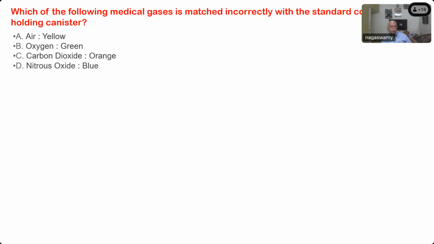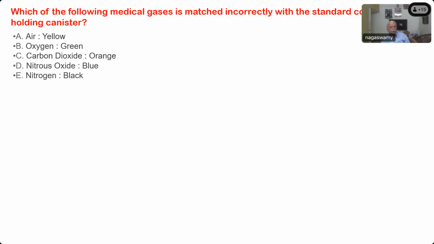Very good. Which of the following medical gases is matched incorrectly with the standard color of its canister? 1. Air yellow, 2. Oxygen green, 3. Carbon dioxide orange, 4. Nitrous oxide blue, 5. Nitrogen black.